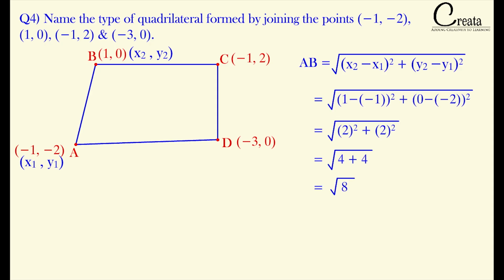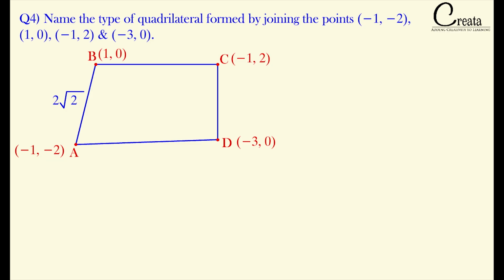We got the side AB as 2 root 2. I am not going into the detail of this formula, what is x2 and what is x1. I am assuming that you have understood the concept, what is x1, y1 and x2, y2 and how to apply this formula. I am just fast forwarding it. I am assuming you know how to apply the distance formula. So we got AB, that is a side of this quadrilateral, as 2 root 2.